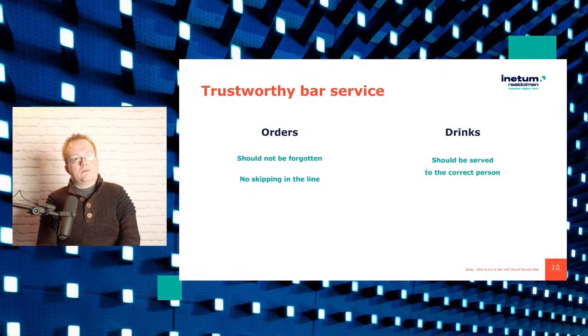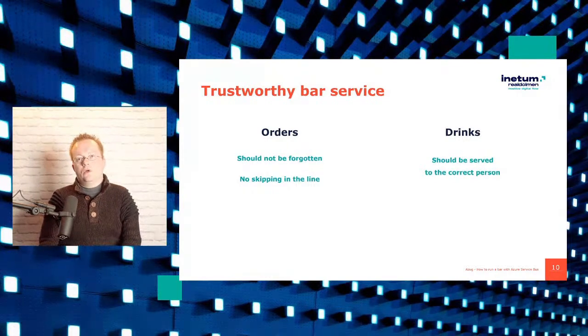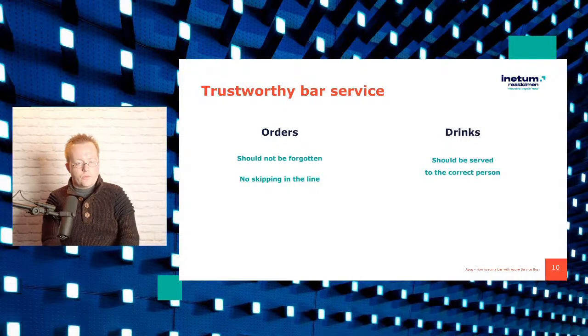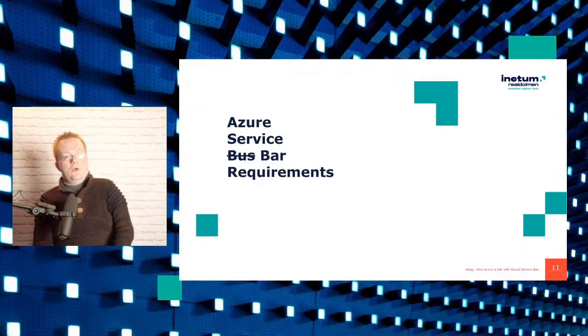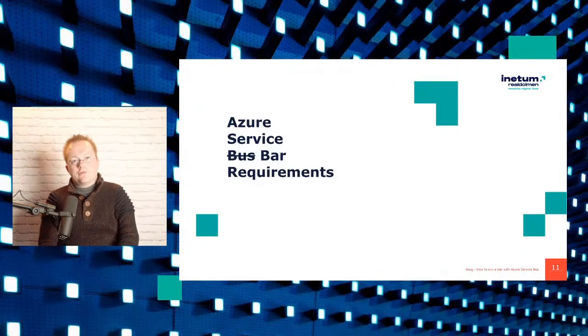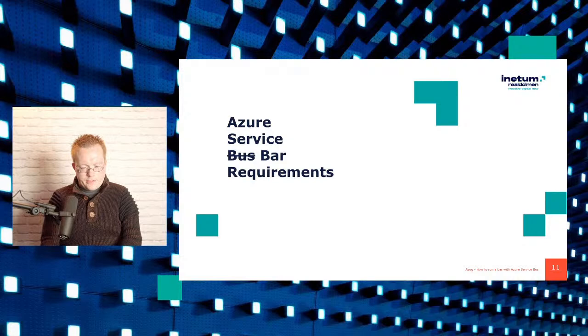On the other hand, the drinks that you have ordered should also reach the correct person. So if I order a beer, I don't want to receive a wine that someone else has ordered. So that's all about reliable communication. So what are our Azure Service Bus requirements?